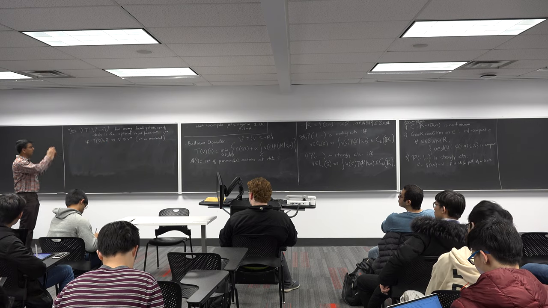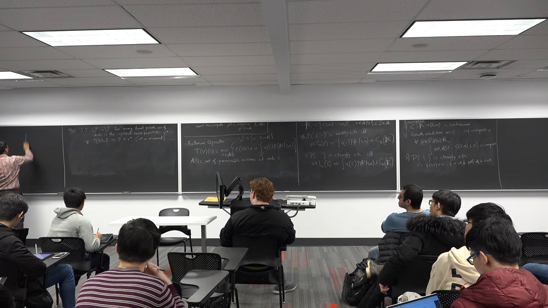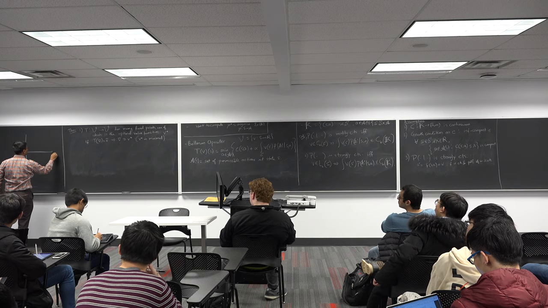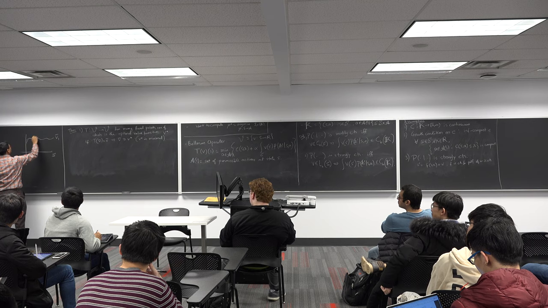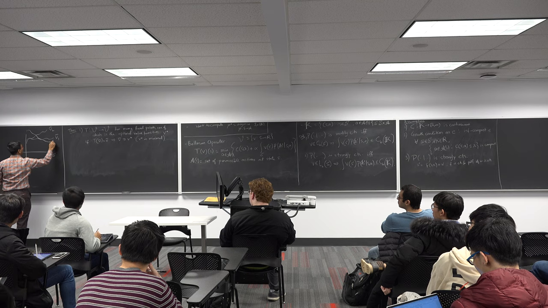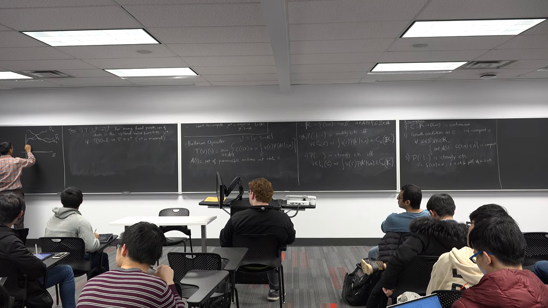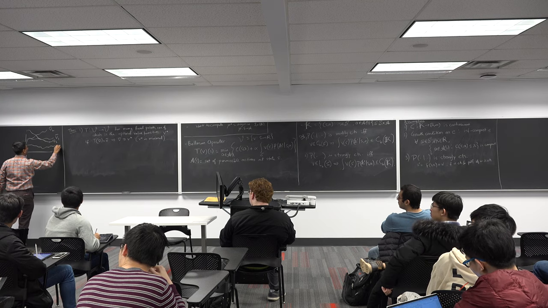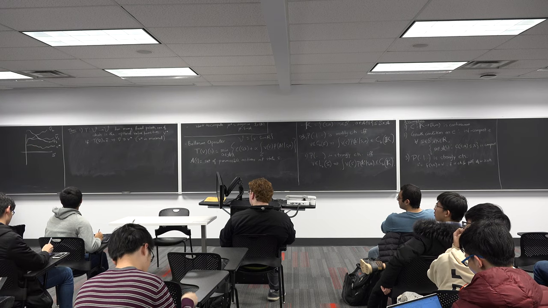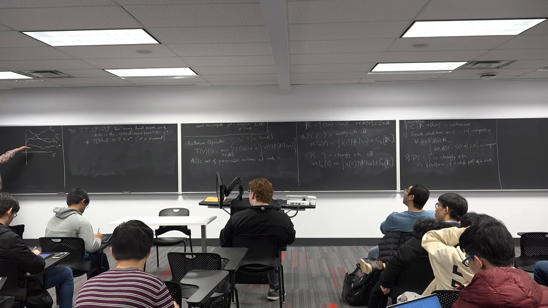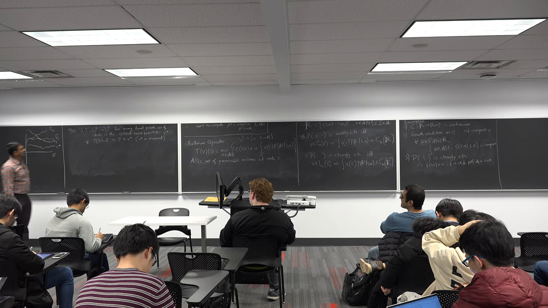So if you look at all the functions on the state space S, this is V bar 1, this is V bar 2, this is V bar 3. And your V star will be the minimal element in the entire set of fixed points. So it will be below all other functions.